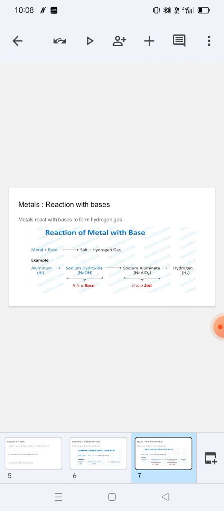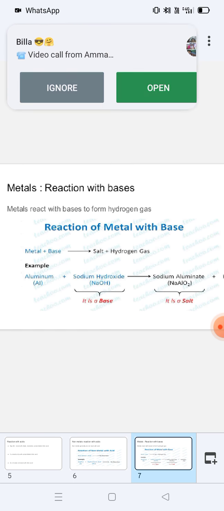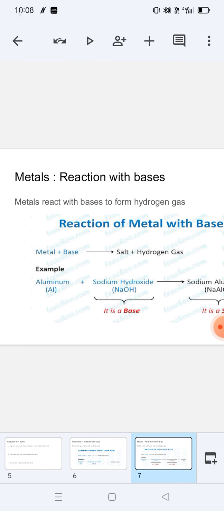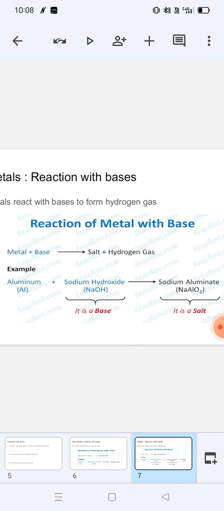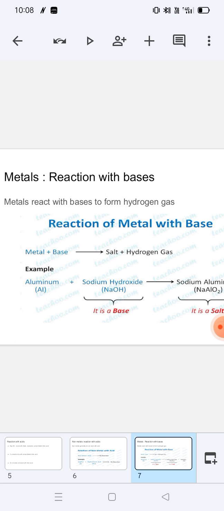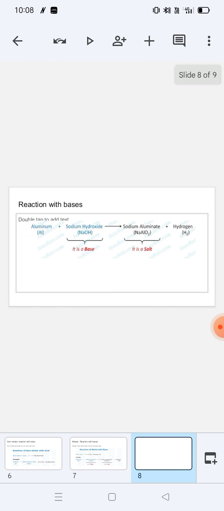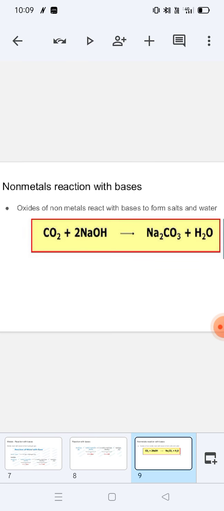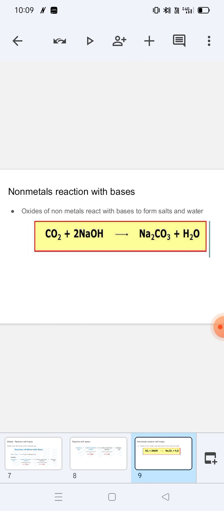Now reaction with the base. When metals react with base, they form salt and hydrogen gas. This is the general equation. When metals react with the base, it forms what? Salt plus hydrogen gas. Please note it down. And what about the non-metals? Generally non-metals won't react with bases directly.